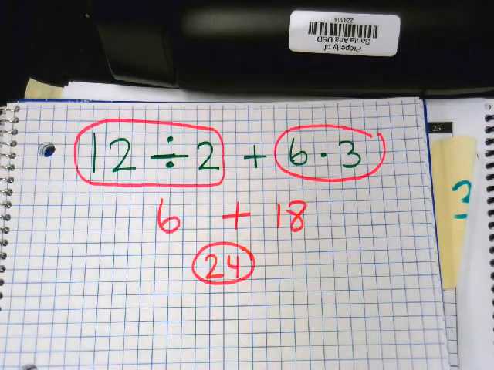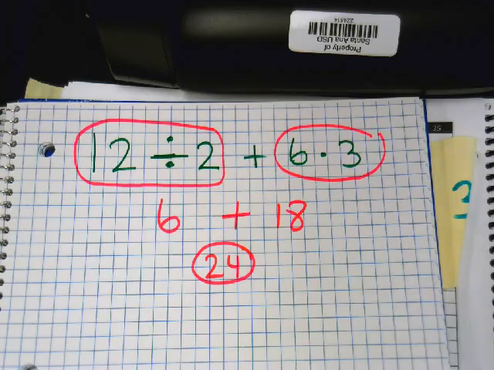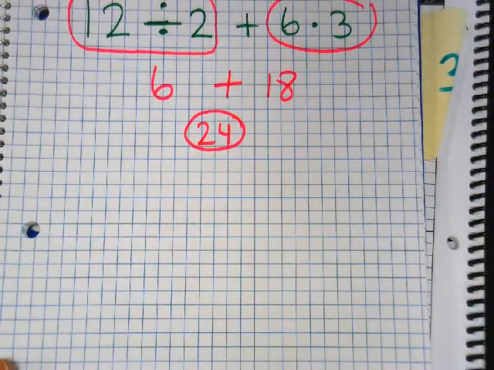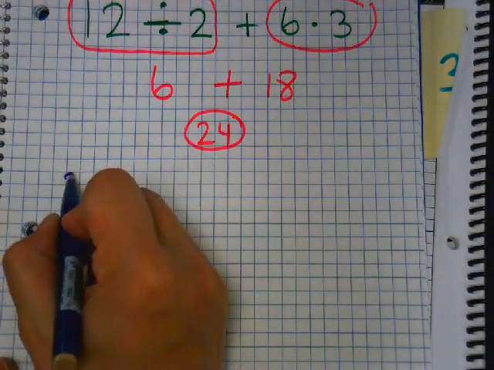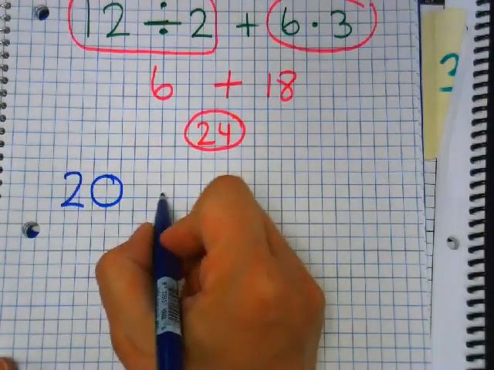24? That's like Kobe Bryant. All right. I'm going to introduce something. Well, actually, I'm going to introduce the parentheses.